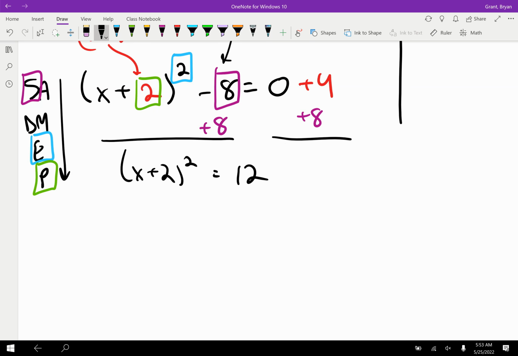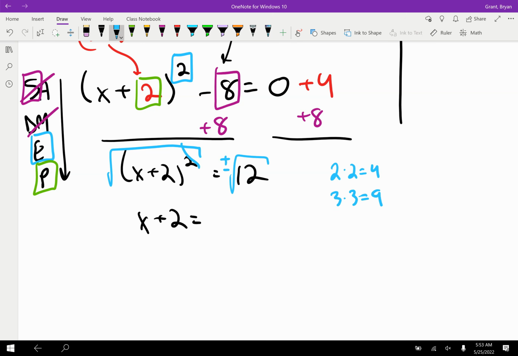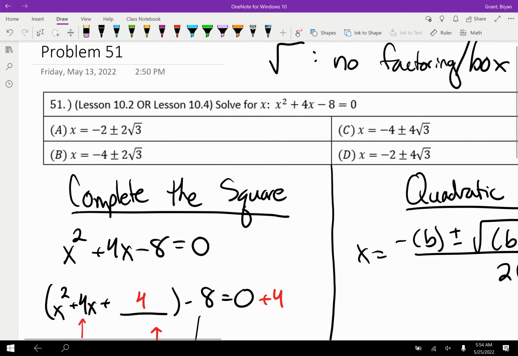From here, we need to undo the square, since we already took care of the addition and subtraction. No multiplication and division. Undoing the square requires a square root. x plus 2 equals, and then don't forget when we introduce the square root, we do need a plus or minus out front. Now, the square root of 12 does not have a nice square root, right? It's irrational. And we know that because 2 times 2 is 4, 3 times 3 is 9, 4 times 4, hopefully it's 12. Ah, it's 16. We skipped over 12. So the square root of 12, if you use your calculator, is something 3 point something. However, we're not going to use our calculator here because if you look at the answer choices, there are no decimals in the answer choices.